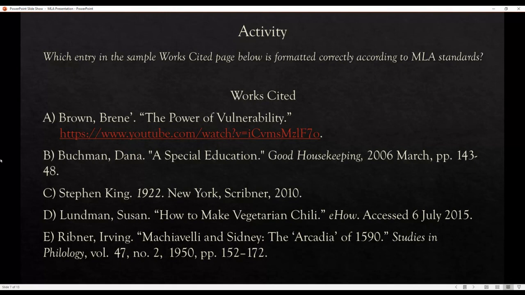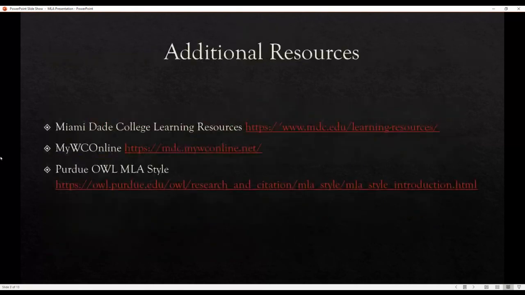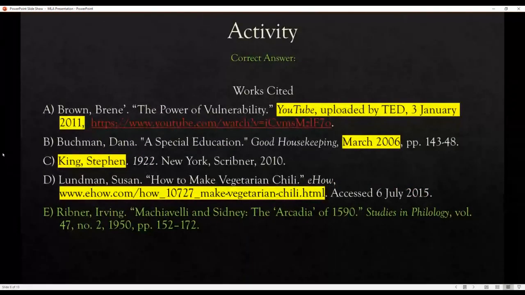Okay. All right. The correct answer is E, the scholarly journal citation. Now, here we have highlighted the elements which make these citations incorrect. In this one, we have a YouTube video, but all we gave you was the name of the author or the speaker, the title, and the link. We left out the fact that it was a YouTube video, who uploaded it, and the date it was uploaded.